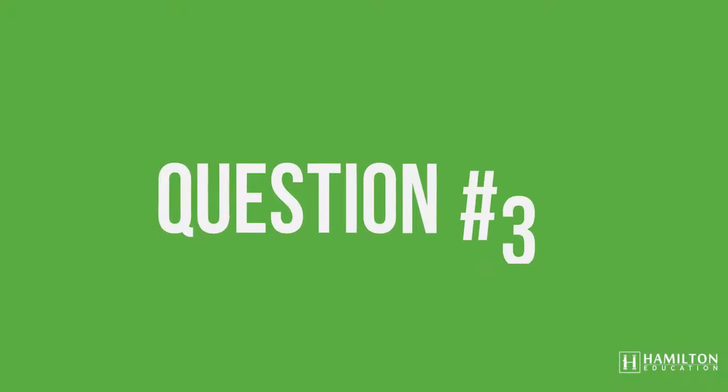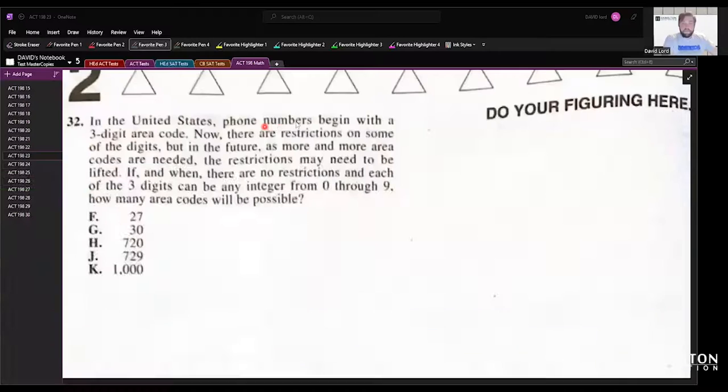Question number 32. In the United States, phone numbers begin with a 3-digit area code. Now, there are restrictions on some of the digits, but in the future, as more and more area codes are needed, the restrictions may need to be lifted. If and when there are no restrictions and each of the 3 digits can be any integer from 0 through 9, how many area codes will be possible?